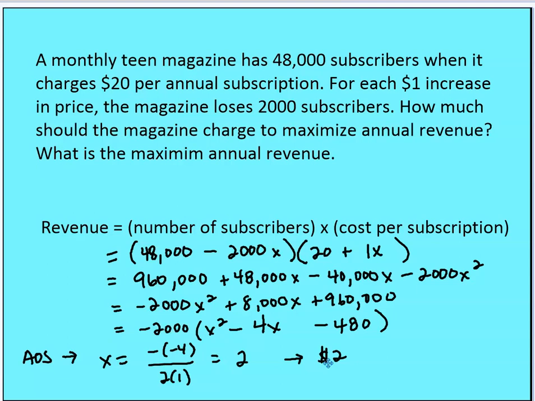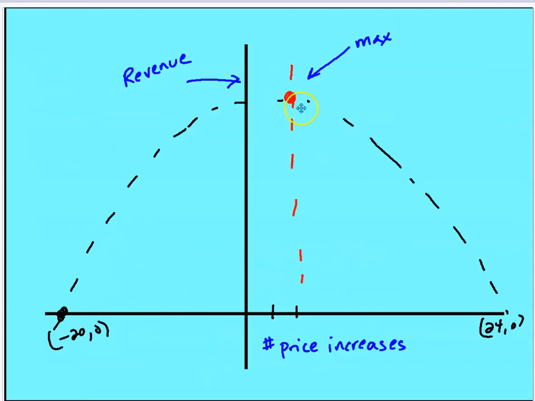So now I know for x, if I increase the cost per subscription to 22, then the total revenue is going to be at its maximum. All right. And so we need to figure out what that is. So we have a value for x of 2. Now we can figure out, here we have this maximum revenue, right? So this is really the number of price increases or price decreases. And we can use this as low as minus 20 because at minus 20 it's free.